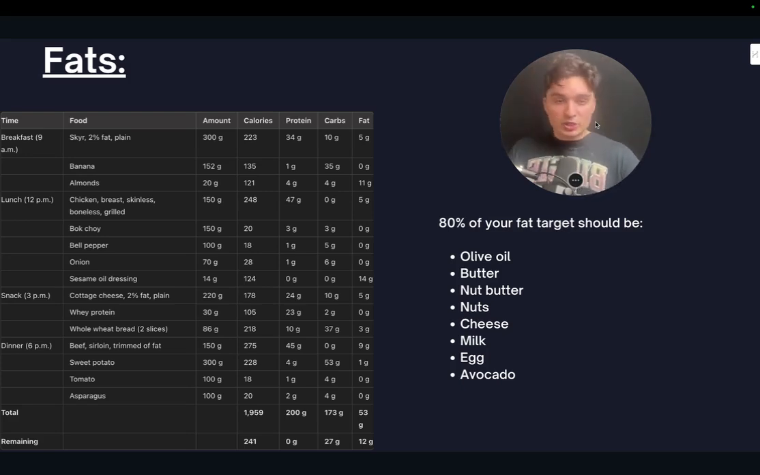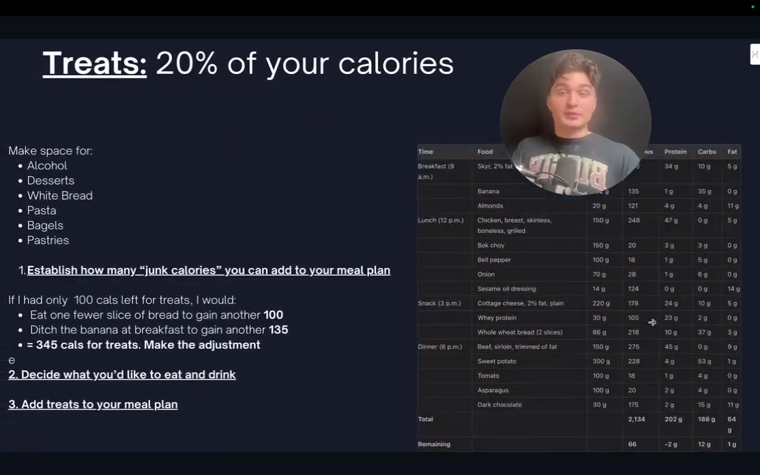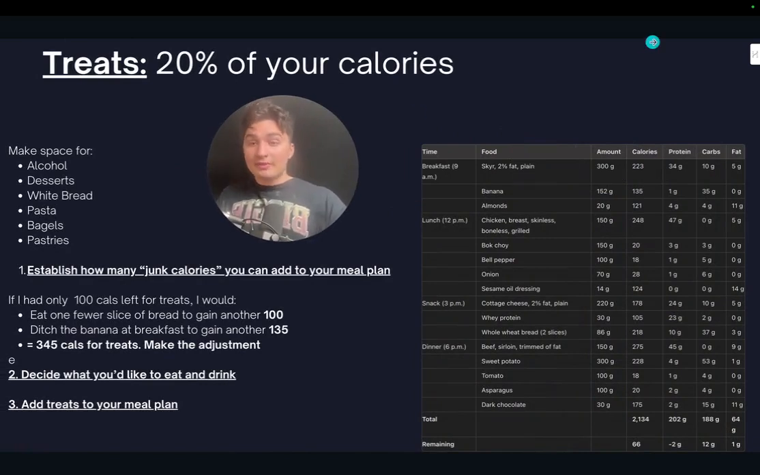And I might switch it up with these other fat sources: olive oil, butter, nut butter, nuts, cheese, milk, eggs, and avocado. But again, this is how I added to my meal plan to show you guys and to put it into perspective for you. And I have 240 calories remaining now. So now I have 240 calories left for my treats in the day.